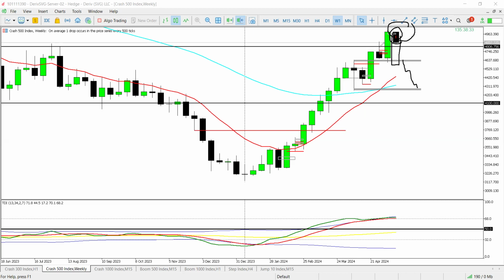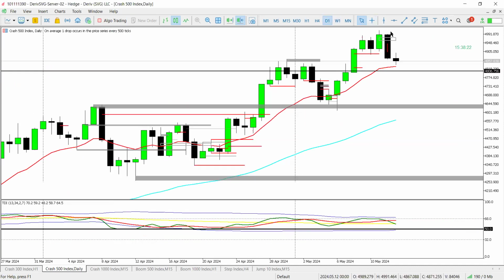You just have to sell, take your profits and wait. So you can see, like I said, weekly looks like we're still bullish, but the current week's candle is bearish, right? So let's jump to the daily. Let's see what's been happening.